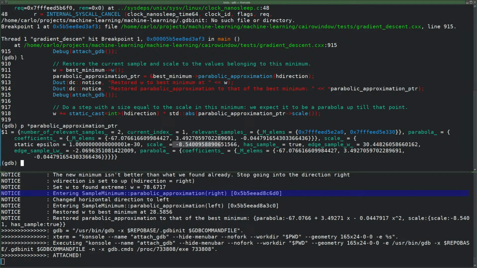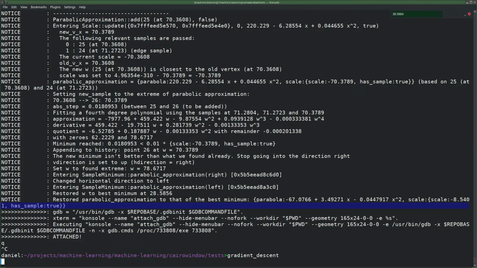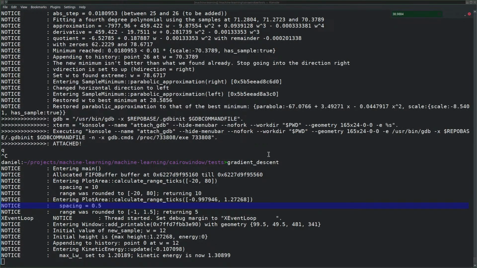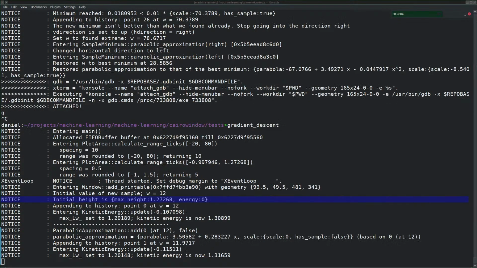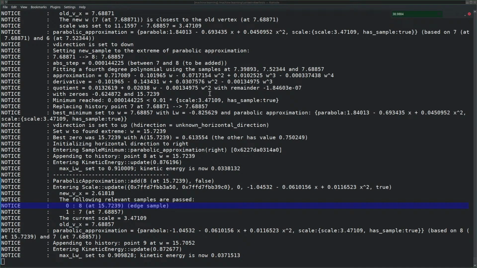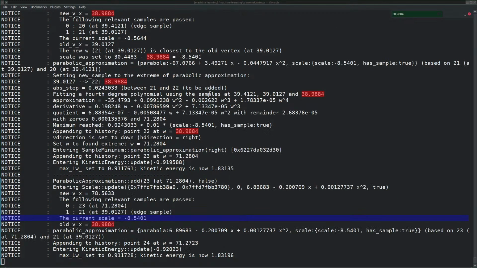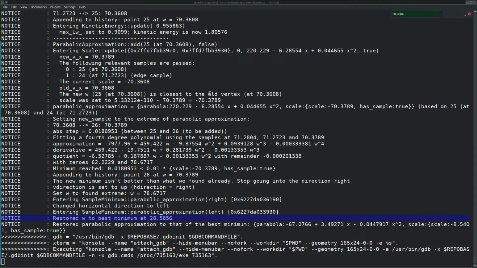Oh, that really sucks that I lost my graph though. Completely gone. Let me think. What if I put it on this monitor? And then close it. That didn't work, I think. It did work. Cool.